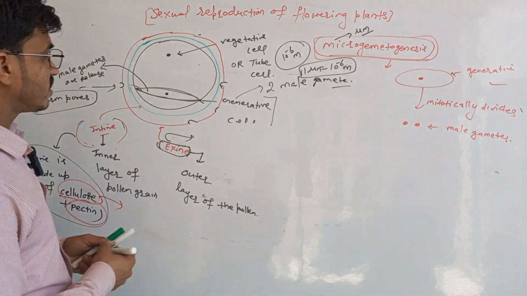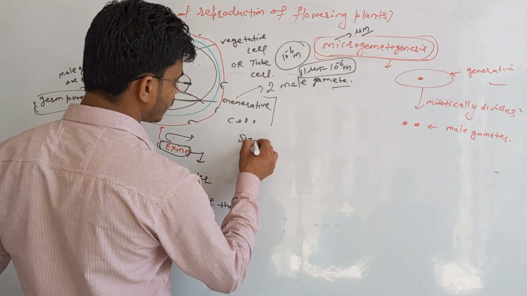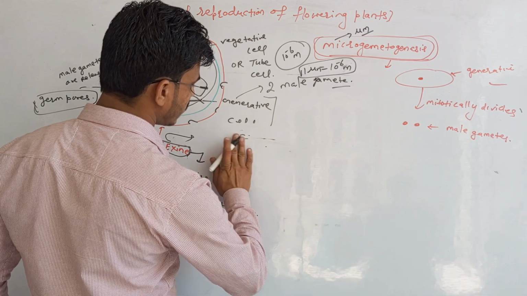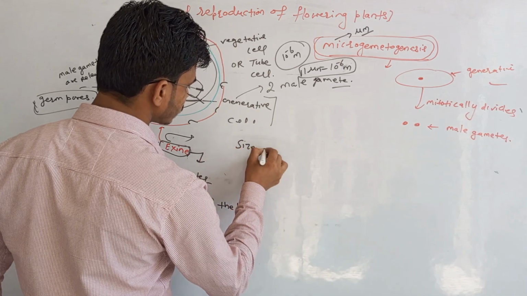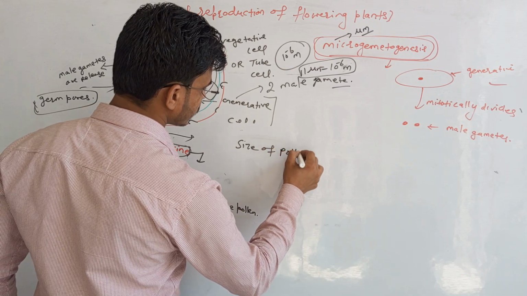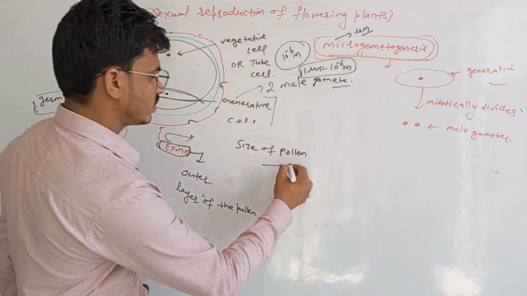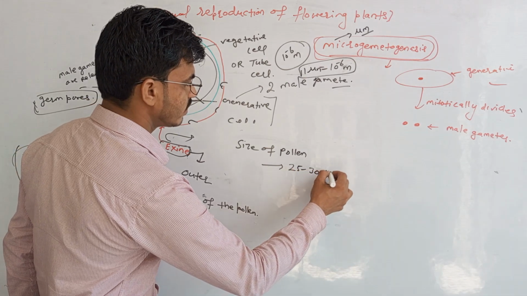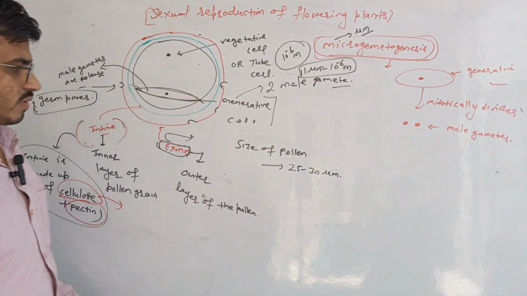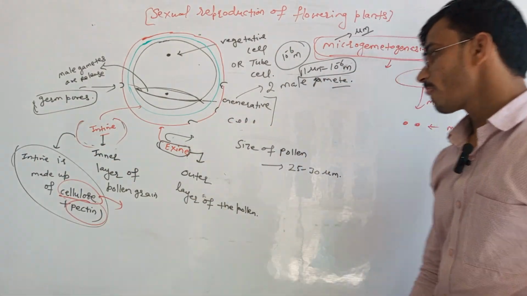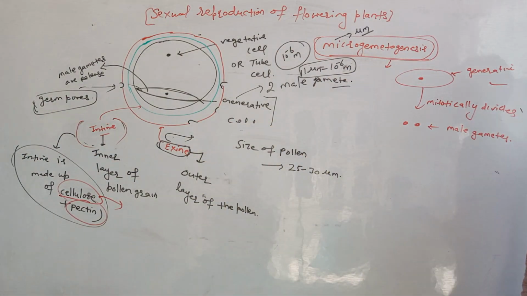Now the question based on the size of pollen. The size of pollen ranges from 25 to 30 micrometer. Now you can take a screenshot.